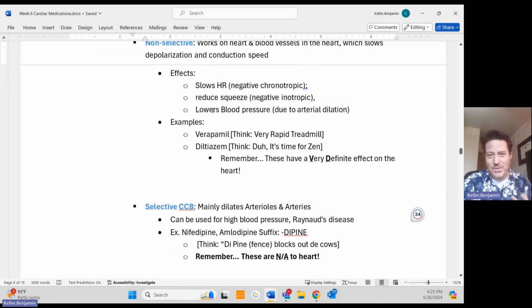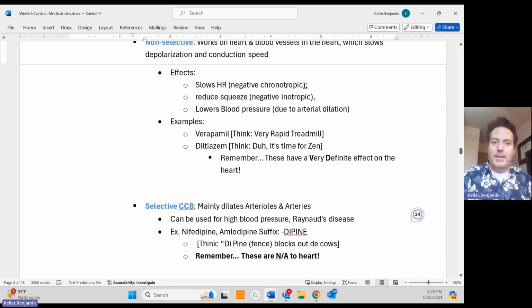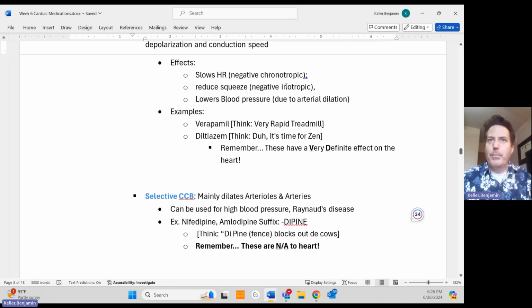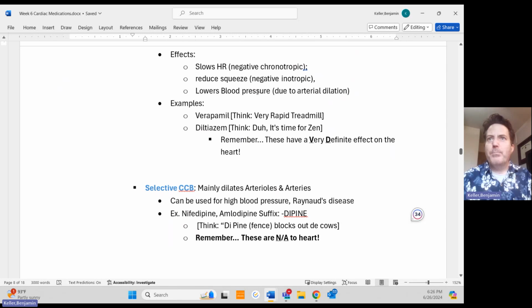So let's go back to some of those terms earlier. It slows down the heart rate, which is negative chronotropic. Remember chronos for like chronograph? That's the speed of your heart rate. And so negative means it slows it down. It reduces the squeeze, which is negative inotropic. Think I know, muscle. That's the Greek word for muscle fiber. It lowers blood pressure due to arterial dilation.